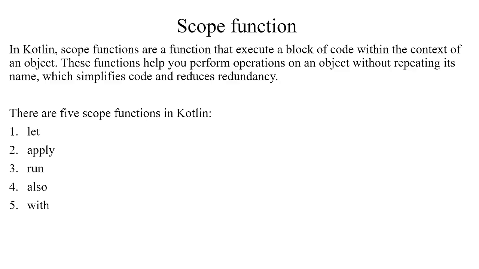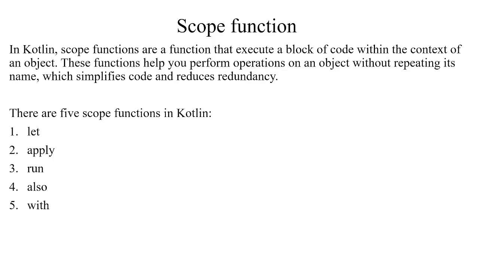So basically, what is a scope function? A scope function is a function that executes a block of code within the context of an object. These functions help you write code without repeating the object by its name, which simplifies the code and reduces redundancy. There are five scope functions available in Kotlin: let, apply, run, with, and also.